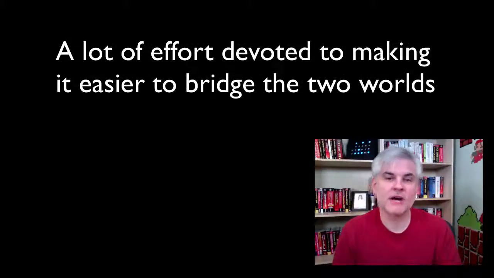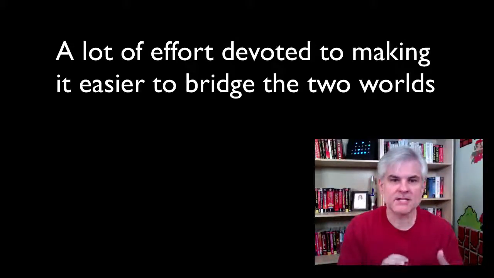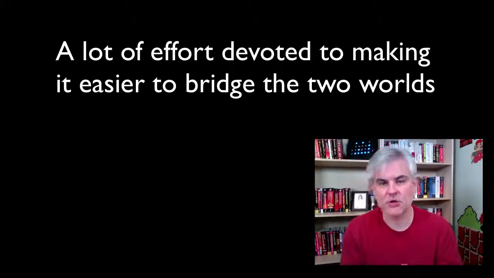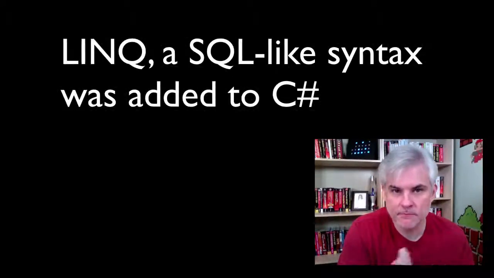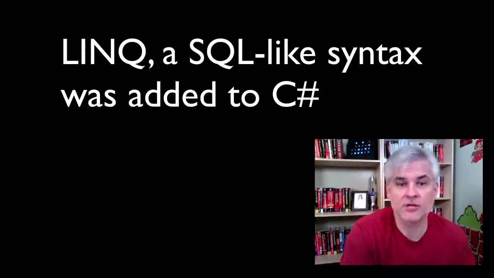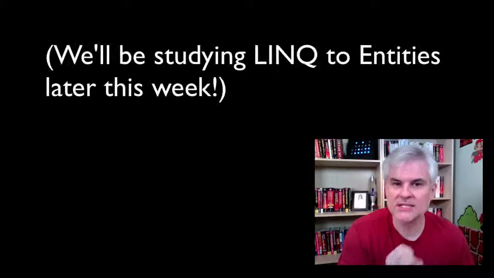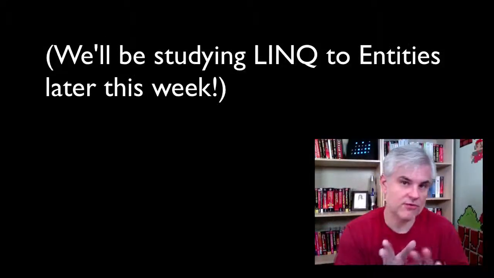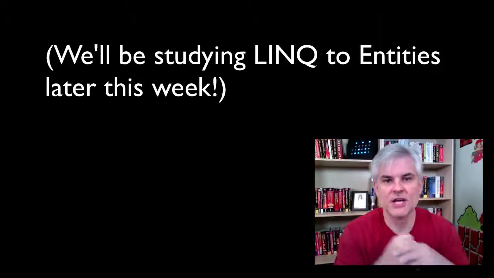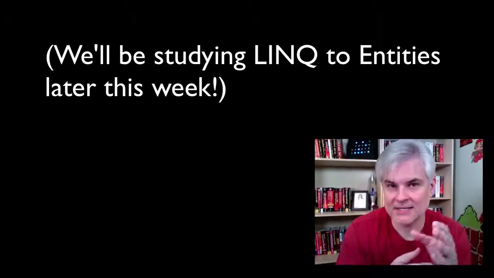So over the years, a lot of effort, both on the part of Microsoft and third-party vendors, has been devoted to resolving this impedance mismatch between the relational and the object-oriented worlds. Most recently, the C# programming language team at Microsoft added some SQL-like syntax and made it a first-class citizen of the programming language, and it's called LINQ. There's a variation of LINQ called LINQ to Entities that we're going to demonstrate throughout the remainder of this video series. We'll begin looking at that on days 9 and 10.